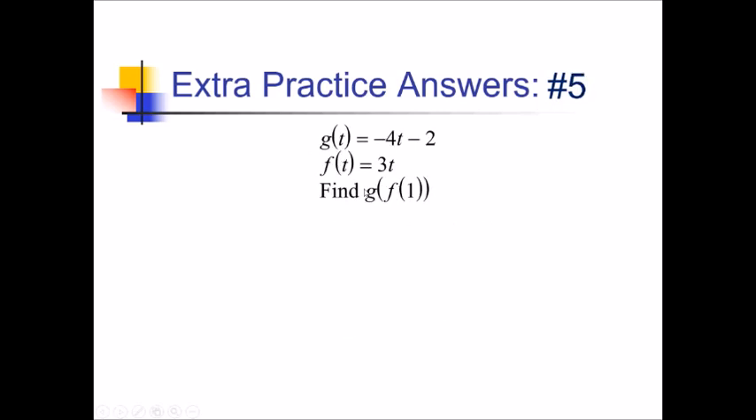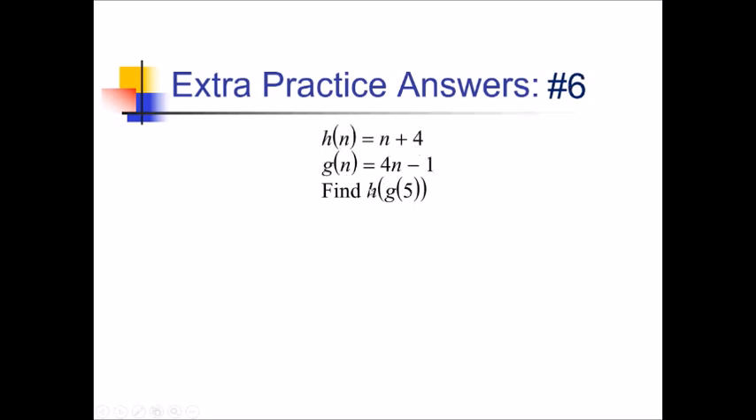For this problem, we're doing g of f of 1. Let me start by finding f of 1. We have to start on the inside and work our way out. F of 1 is just going to be 3 times 1, which is just 3. So now for the g function, I'm doing g of 3. That's what the value of f of 1 was. G of 3, so that's going to be negative 4 times 3 minus 2. So this 3 got plugged in here. And then just combining things, adding things up, we've got negative 12 minus 2 to give us negative 14.